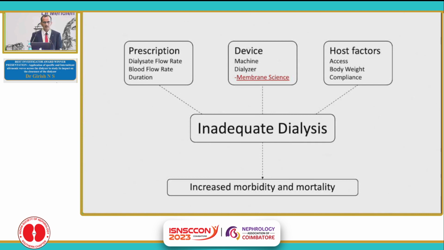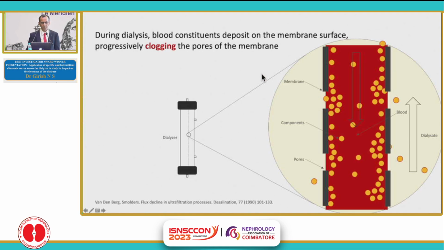And a lot of research has gone in to try and improve the adequacy of dialysis, because some of the studies do show that it can impact morbidity and mortality. Our area of focus was on this particular aspect, dialysis membrane science. We all have seen this diagram before. Dialysis is a process of diffusion across semi-permeable membranes.